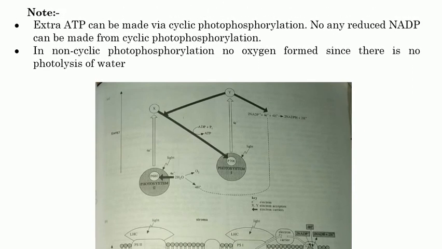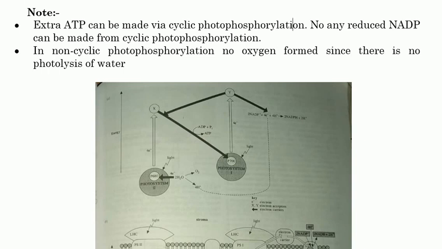We have a few points to note before going to the diagram. The first is that the major importance of cyclic photophosphorylation is to produce extra ATP, because cyclic phosphorylation cannot produce NADPH, so it only produces ATP. In cyclic photophosphorylation, no oxygen is formed since there is no photolysis of water.